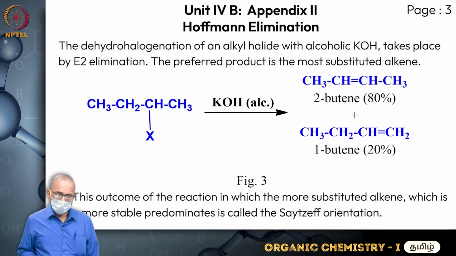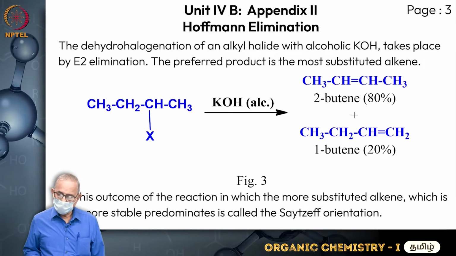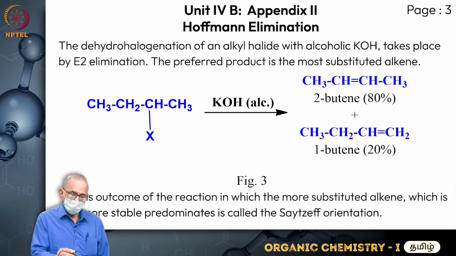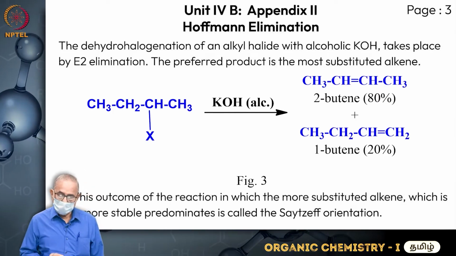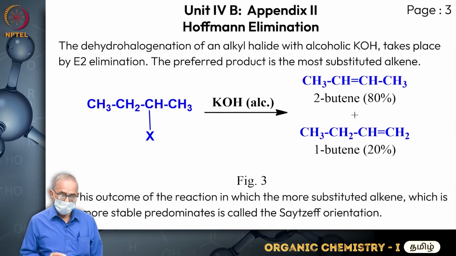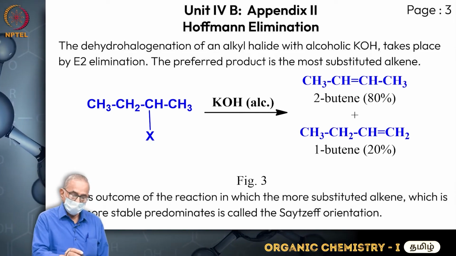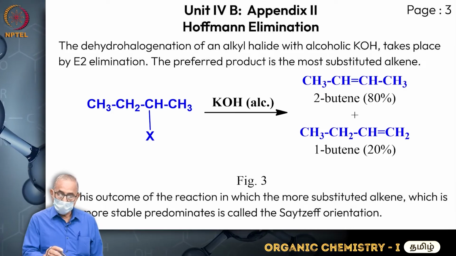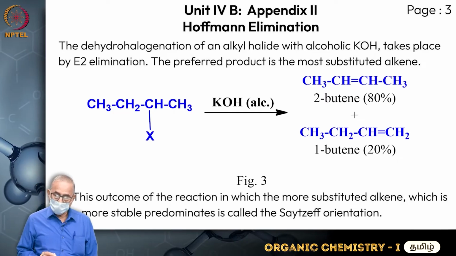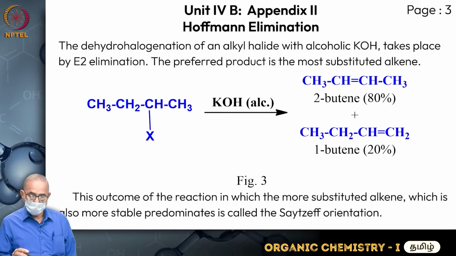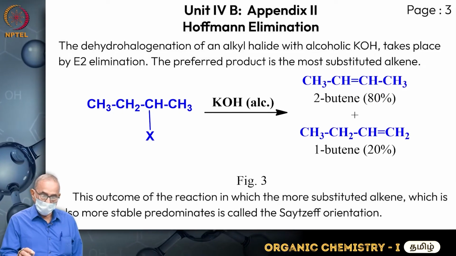If you have dehydrohalogenation of an alkyl halide with alcoholic KOH, usually the molecule splits up HX, and this removal of HX can take place from this hydrogen and this X, or this hydrogen and this X. If the reaction is done by alcoholic potassium hydroxide, you get CH3, CH, double bond CH, CH3. That is 2-butene. This is formed to the extent of 80%.